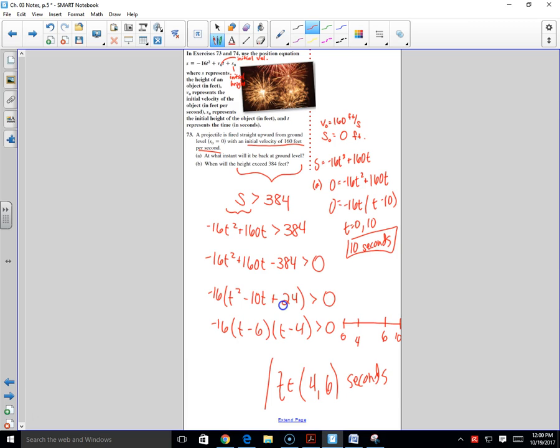So it's all the times in between 4 and 6, but why did I make it open? It's not undefined. It's greater than. It needs to be greater than, not or equal to. It's asking when it's higher, not when it's at 384.